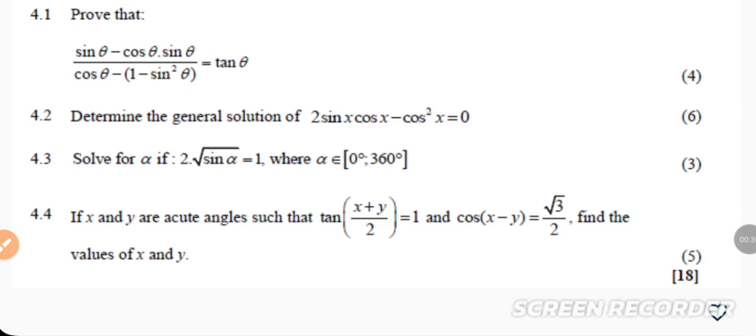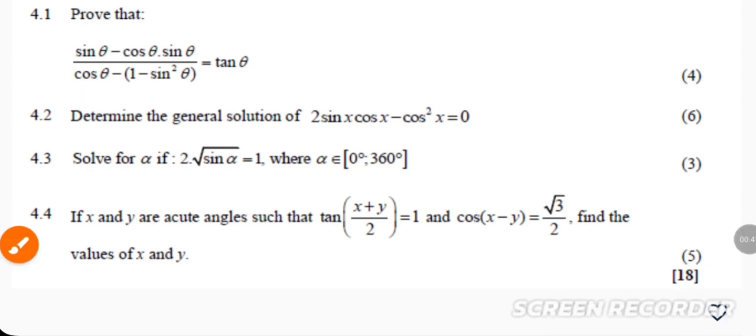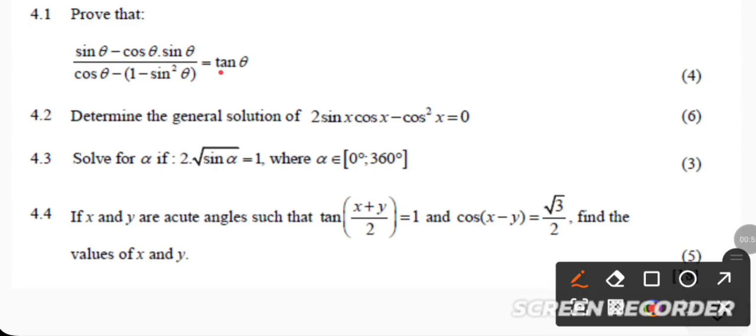So let's look at 4.1. It says prove that. Basically, they're asking you to prove that the left hand side is equal to the right hand side. And for you to prove that, we have to break this down in such a way that we actually get to the right hand side. We actually make a tan theta.